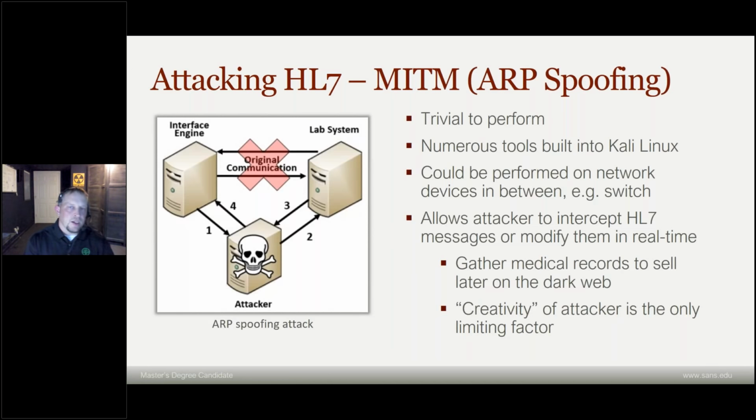Performing man-in-the-middle on standard HL7 traffic is easy, and there are numerous tools to do it. In the picture, an attacker performs an ARP spoofing attack that redirects traffic, and more importantly, HL7 traffic between the interface engine and lab system. Now, keep in mind, ARP spoofing can redirect traffic between other network devices as well. So it doesn't just have to be those two systems sitting side by side. It could be a network device that's sitting in between those, a switch or anything like that.